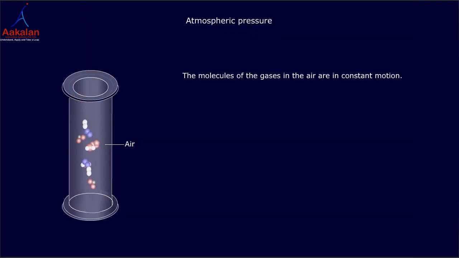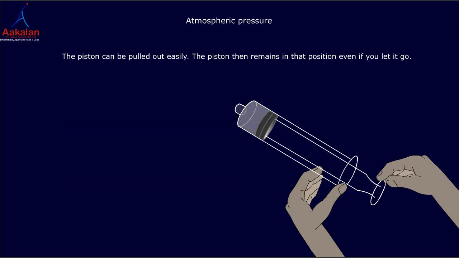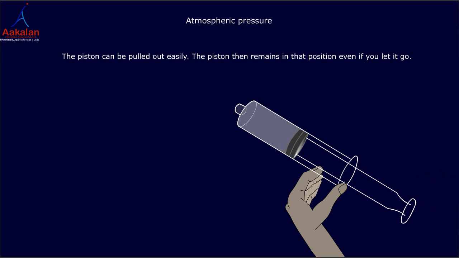The molecules of the gases in the air are in constant motion. When these molecules strike a body, they create pressure on that body. This is the pressure of air that we call atmospheric pressure. The piston can be pulled out easily. The piston then remains in that position even if you let it go.